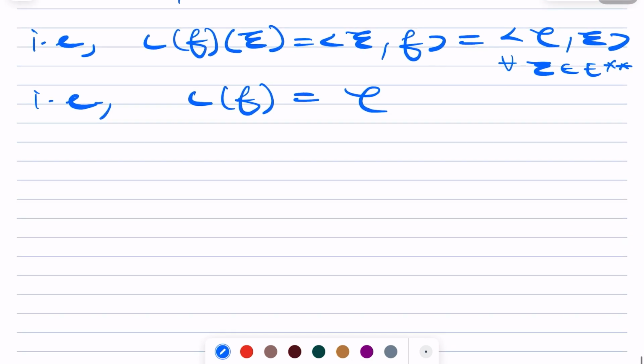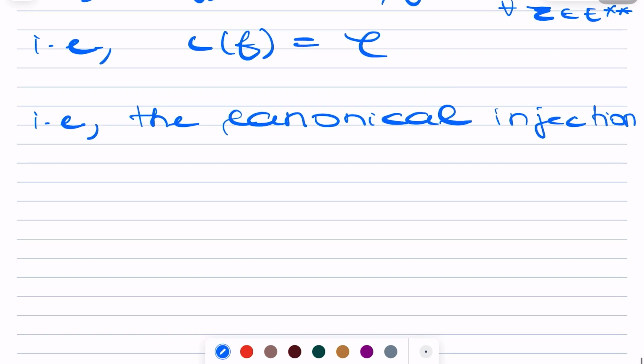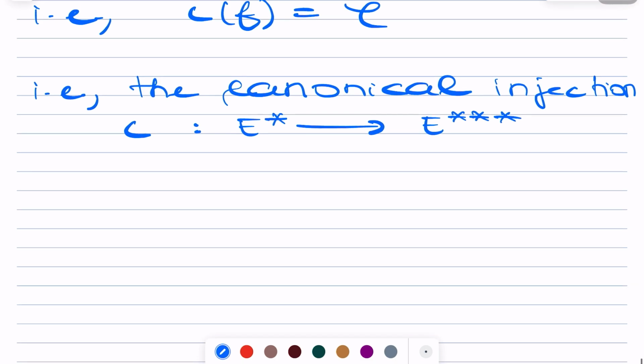So we have proved that the canonical injection iota, defined from the dual space into E star star star, is surjective. So, and then we are done.